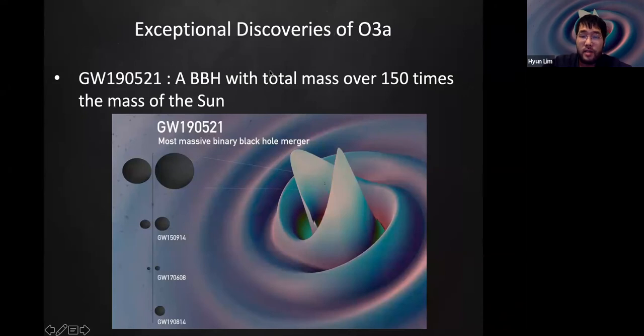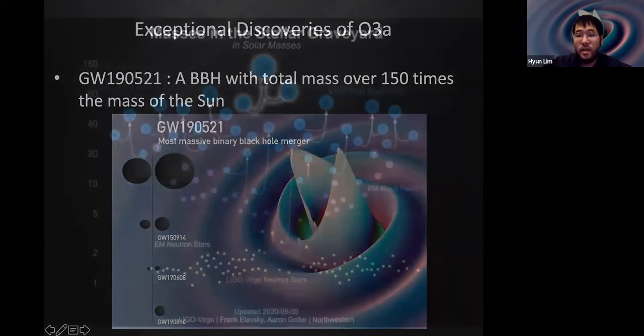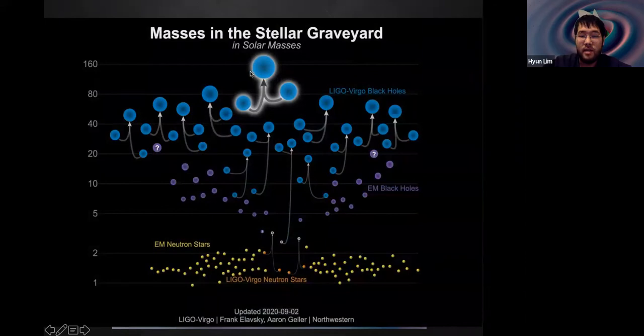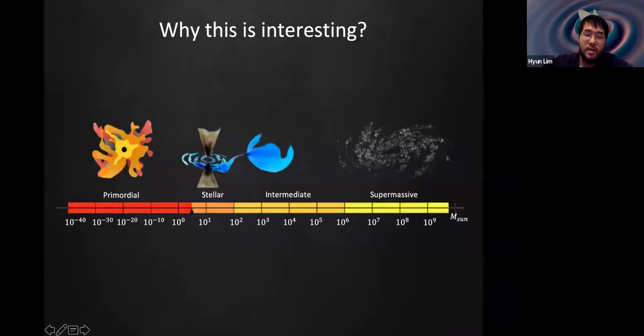And another discovery I also want to mention is called GW190521. This is a binary black hole with a total mass over 150 times the mass of the Sun. So this is the plot. You see some black hole mergers, as I mentioned previously, and this is really much larger compared with the other things. And again, why this is interesting, and this is some highlighted picture. So that's the reason in the previous plot you see that one black hole is above the top of this stellar graveyard picture.